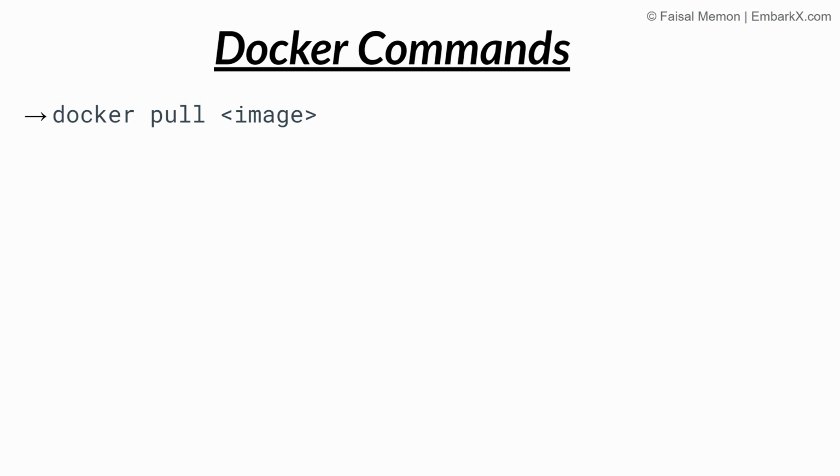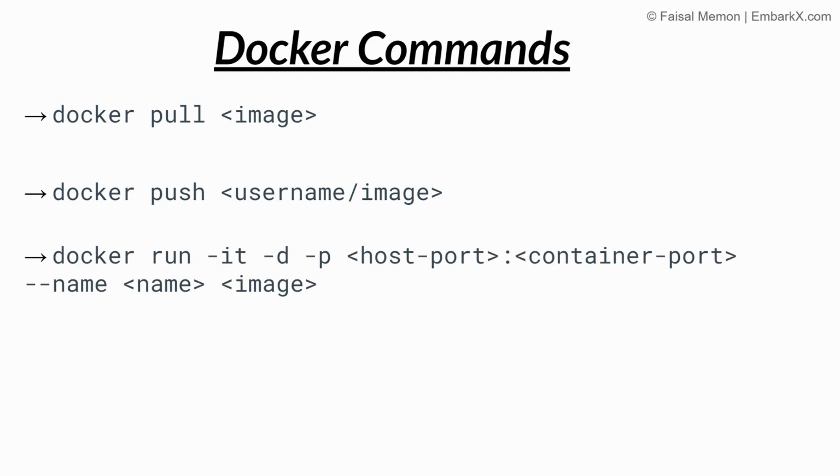Let's say we have pushed an image to Docker Hub, and you can use this command to get the image from Docker Hub onto your system. Okay. docker push is used to push the Docker image to Docker Hub, so you specify docker push, then your username/image. And docker run is used to run a Docker container from the image.